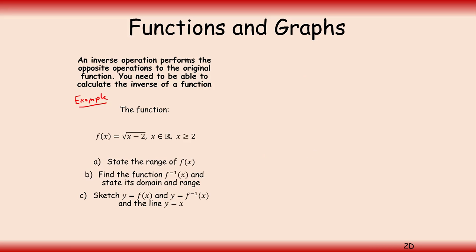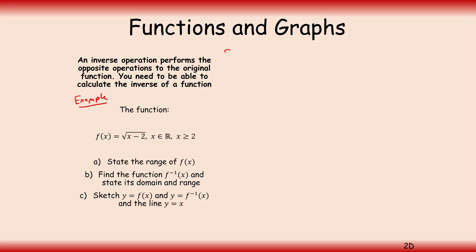Here's another example. We've got this function f of x is equal to the square root of x minus 2. X is in the reals. X has to be greater than or equal to 2. We've got three things to do. State the range, find the function f to the minus 1 of x, and state its domain and range. And then we've got to sketch the function and its inverse. And we're going to draw the line y equals x so we can see if it's a reflection, which it should be. So if we take part A first, two ways of doing this.